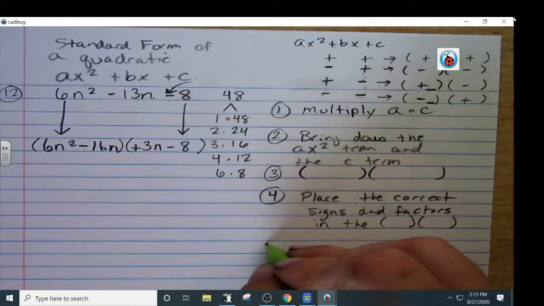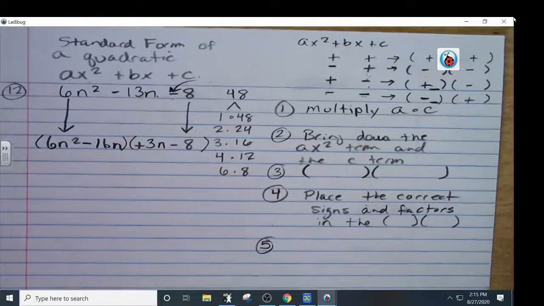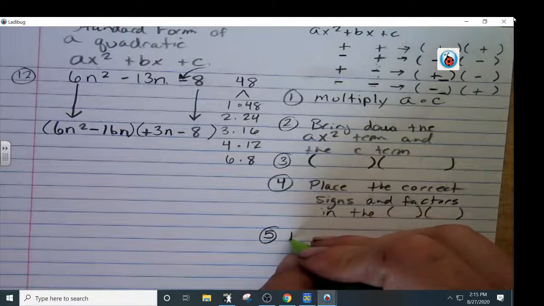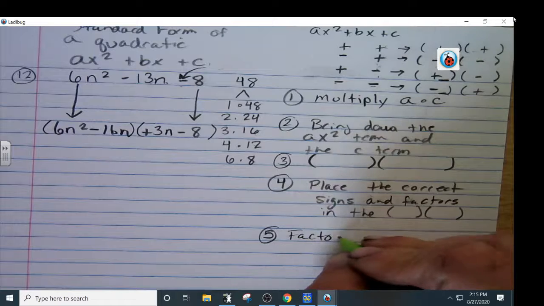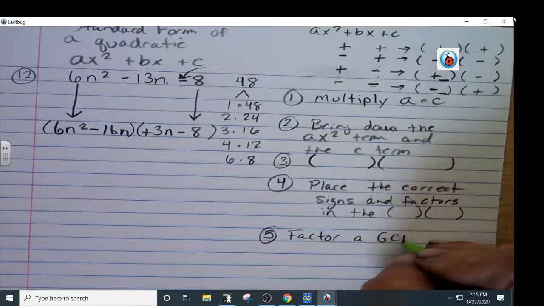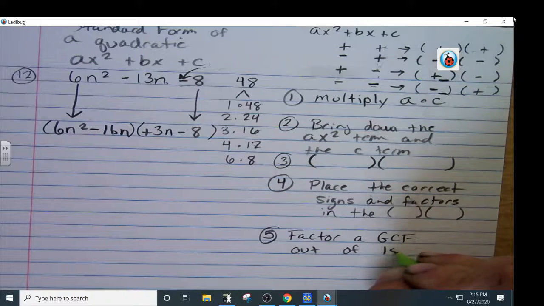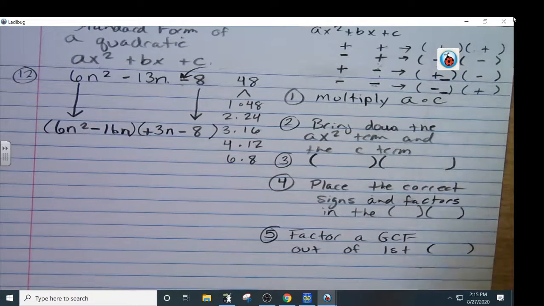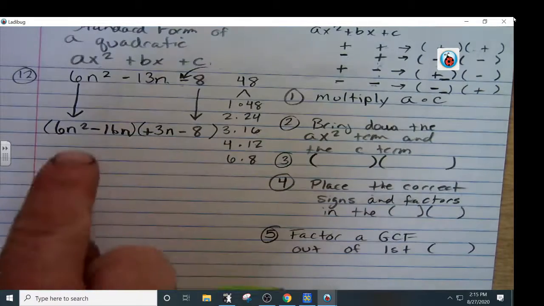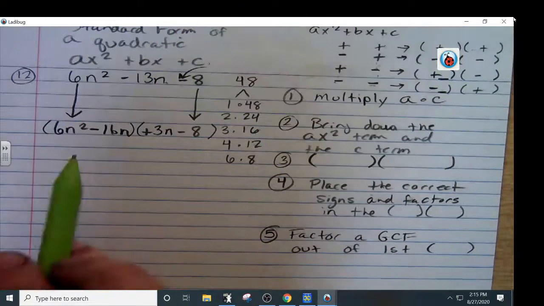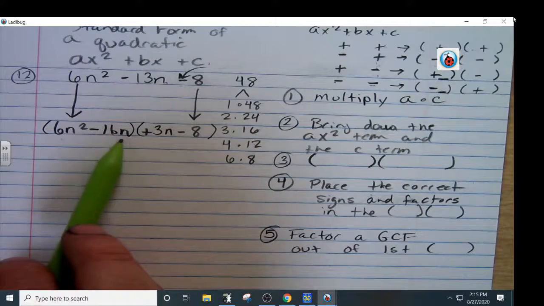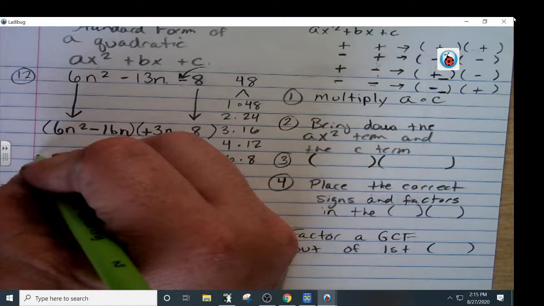All right. Step number 5. You're going to factor a GCF out of the first parenthesis. So we're going to go right here, guys. Now, I know I can factor an n out because I have an n in both terms. Okay, so I know I can factor an n out.